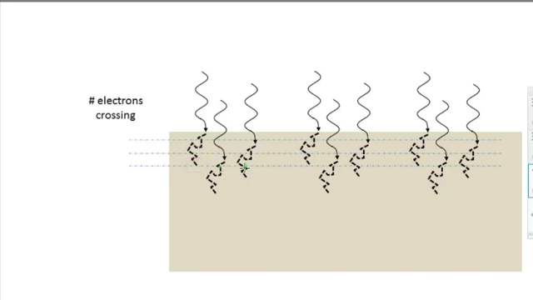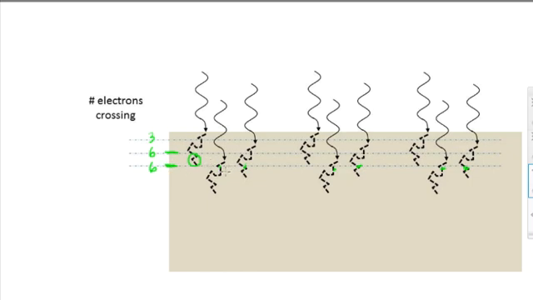Just count 1, 2, 3, 4, 5, 6. Okay, so again 6. And then the previous layer was 6 and 3. So you'll see here these 2 layers both have 6 electrons. The reason is that this electron stopped. It didn't get to this deeper layer.